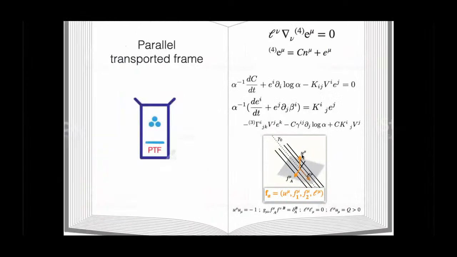The second ingredient of the recipe is a parallel transported frame, and we need this because we want to compare quantities which are defined at different points of the space-time. To obtain the parallel transported frame, we have to apply the parallel transport equation. This is the form of the parallel transport equation in 3+1 that I have obtained for the vectors of the frame.